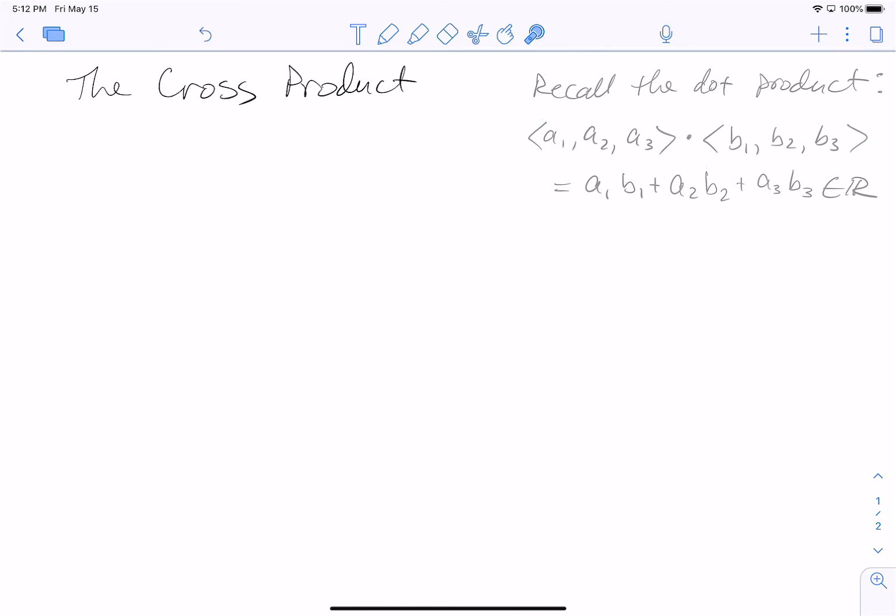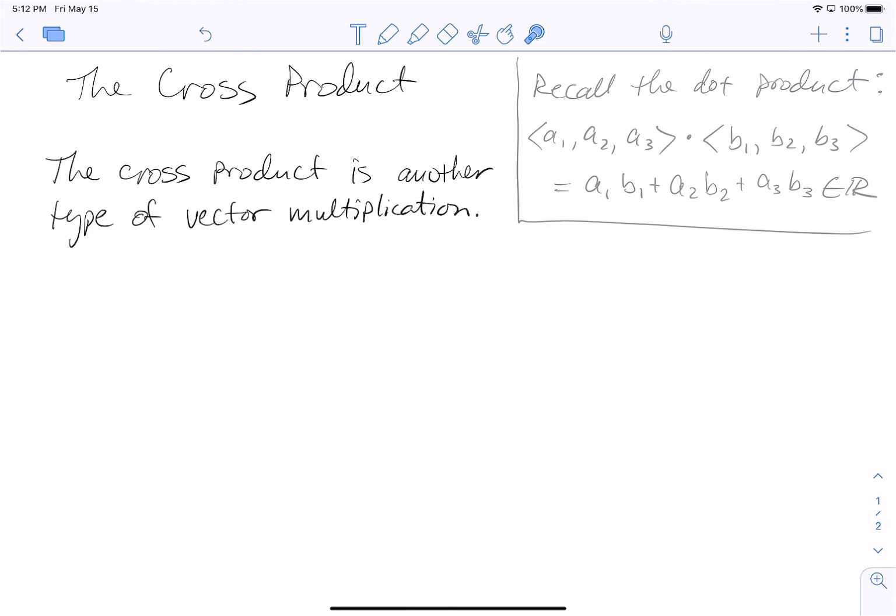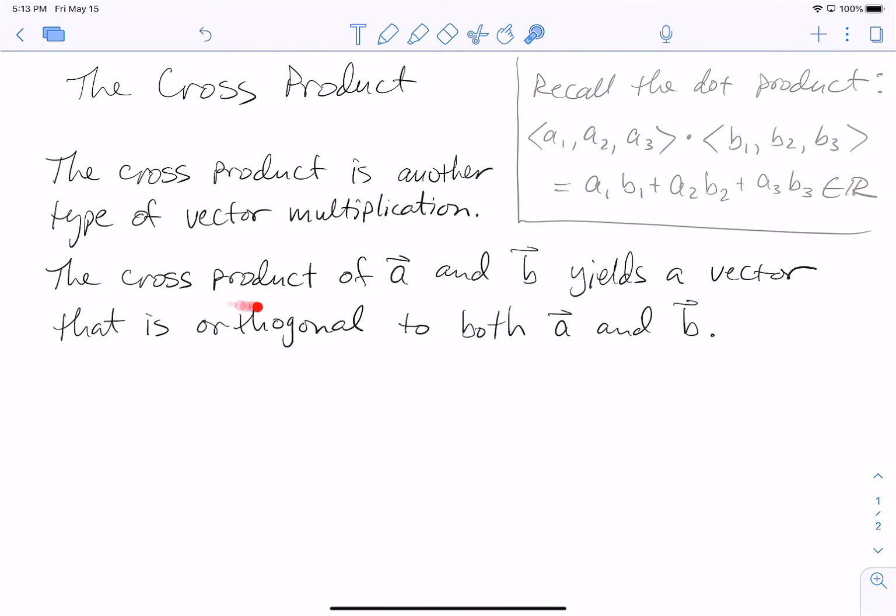The cross product is something completely different. The dot product is a type of vector multiplication that results in a real number answer, or a scalar function answer in the case that a, b, and c have variable components. The cross product is another type of multiplication, and if we were to find the cross product of two vectors a and b, the result is a vector that's orthogonal to both a and b. That is to say that a cross b gives us a vector c.